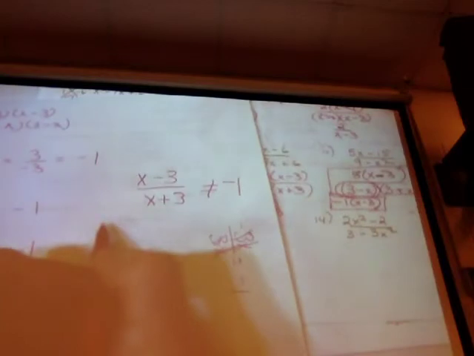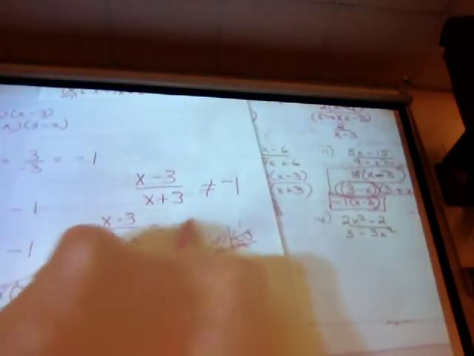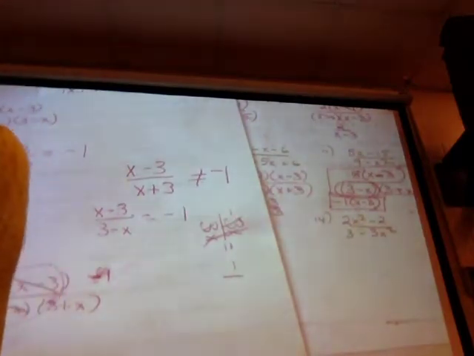Now, don't get confused that this over this is negative 1. This does not equal negative 1. You cannot cancel. Okay, so don't make that boo-boo. If you had x minus 3 over 3 minus x, that equals negative 1. Because 1 minus 3 over 3 minus 1 would be negative 2 over 2, which is negative 1.